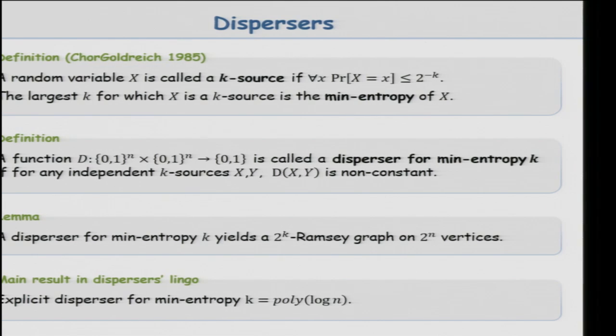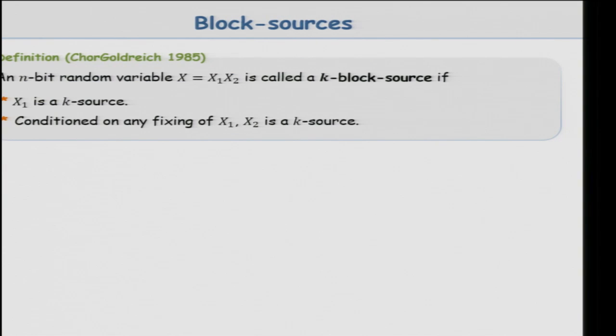Okay, so this is dispersers, and this notion of k-sources can be refined in the following way. I want to define this notion of a block source, introduced by Chor and Goldreich. So a block source is a very special k-source, okay? An n-bit random variable X, where we split it, say, in the middle into X1, X2, we call this a k-block source, as opposed to a k-source, if the following holds. First of all, the prefix X1 is a k-source, so the first half of it has entropy.